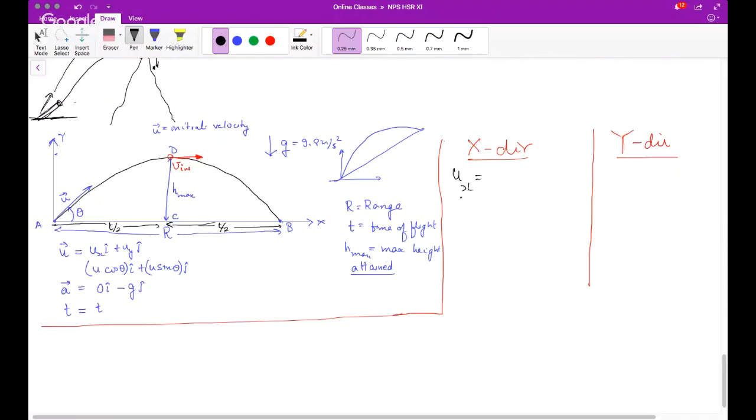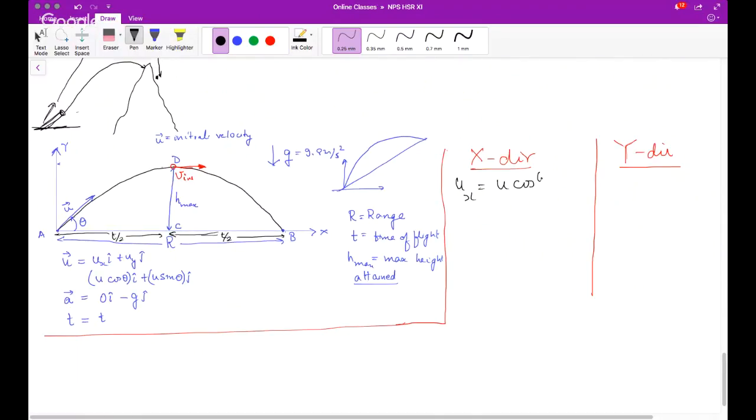Ux was nothing but, we saw, u cos theta. The total time taken from a to b is t. Ux is there, t is there. Then is ax there? Ax is 0. There is no acceleration in the x direction. So hence vx, we know vx equals ux plus at. Since a is 0, we get vx is always equal to ux.